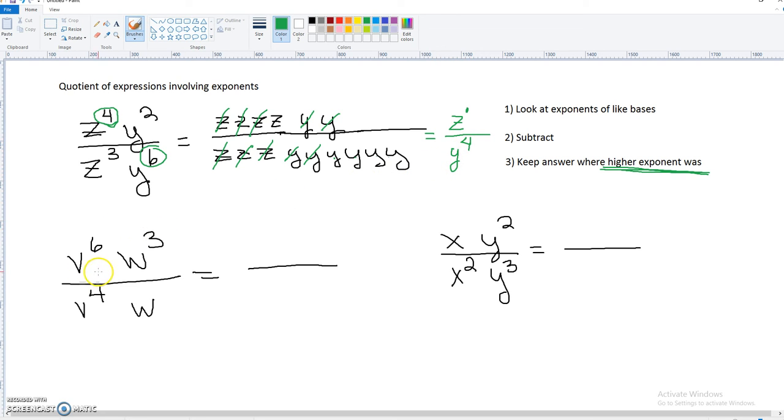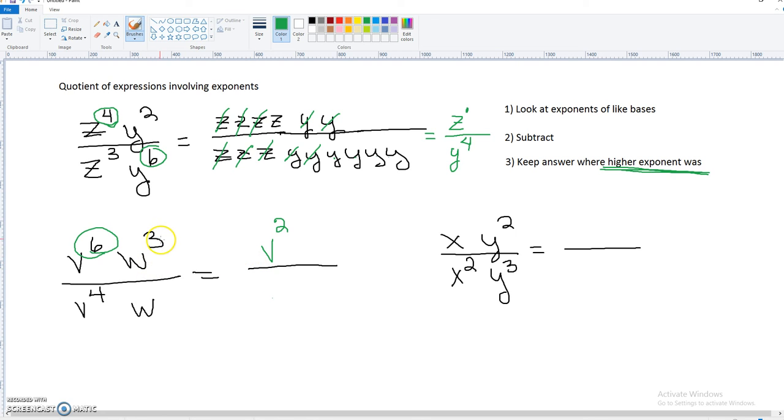Okay, so let's look at this one. Let's see if we can make that make more sense. Either way, you can do it, you can expand it out and do it this way if you'd like. But let's look at this. We've got V to the 6th and V to the 4th. That means we're going to subtract the exponents. And we know it's going to be V to the 2nd power. And now we have to figure out, is it going to be on the top or on the bottom? So we look, the 6 was bigger, and it's on the top. So that means our answer is going to be on the top. So V squared.